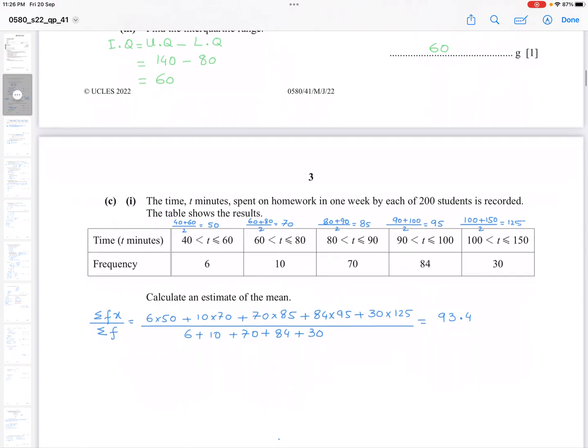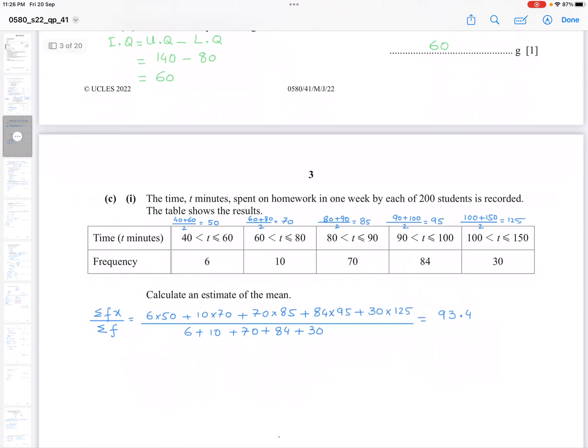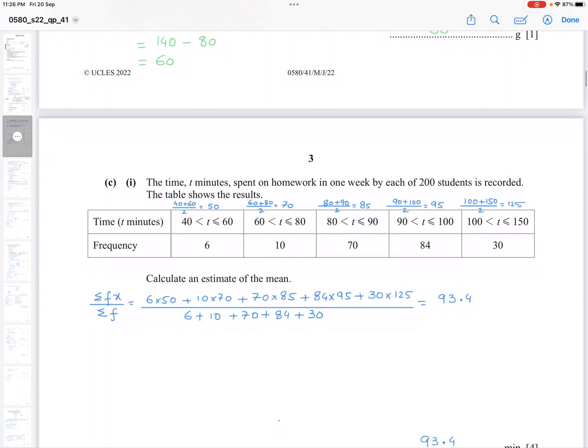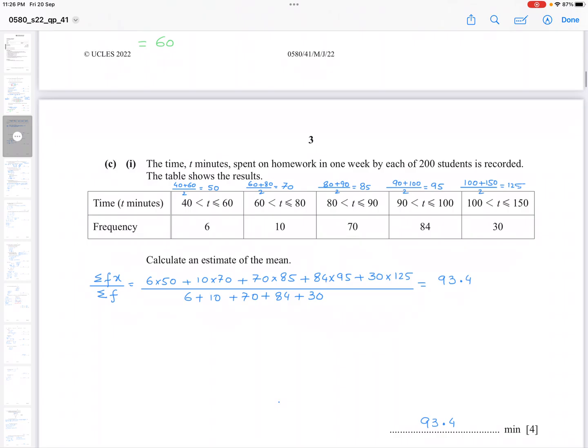In C1, the time T minutes spent on homework in 1 week by each of 200 students is recorded. The table shows the results. So calculate an estimate of the mean. Whenever the data is in the form of a table, you use the formula sum of f x over sum of f to calculate an estimate of the mean.